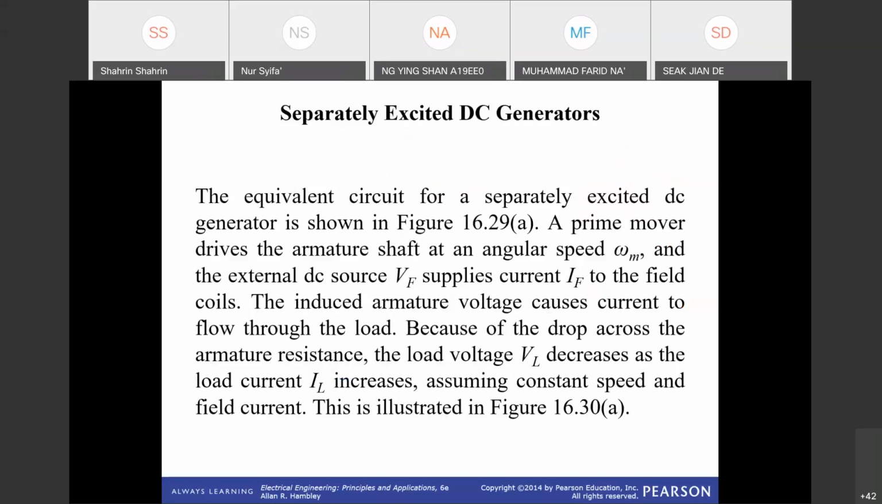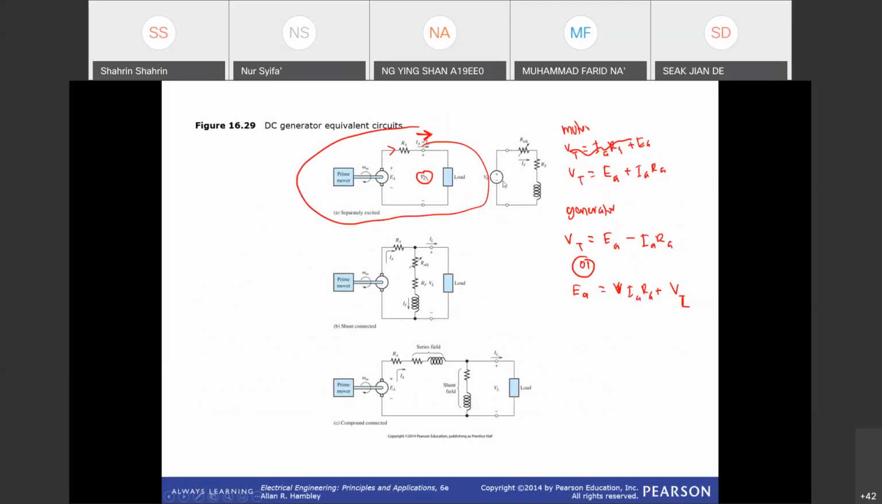So I think you can read this one. The equivalent circuit for the separately excited DC generator is shown in the previous picture. A prime mover drives the armature shaft at angular speed omega m, and the external DC source, VF, supplies IF to the field coil. So we have an external field voltage supply to the field circuit.